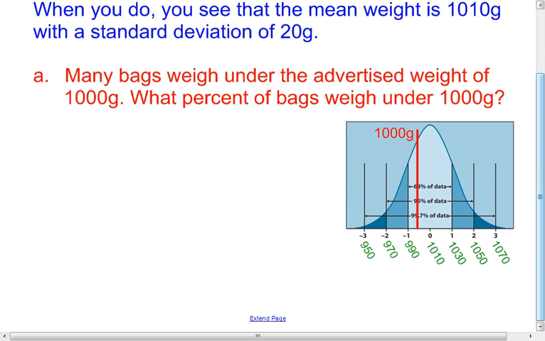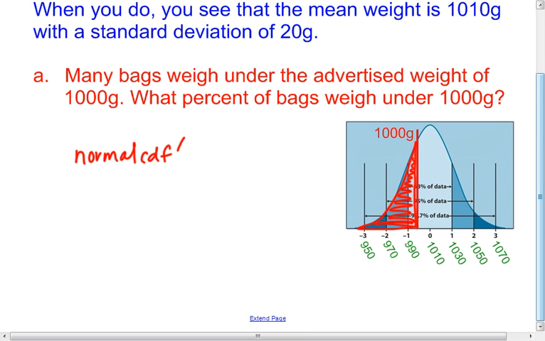And you want to figure out what are the chances that if you pick a bag at random, it doesn't weigh 1,000 grams. So again, what you want to do is figure out what percent of the data falls between here and here, basically. Now this 1,000 grams in this case is a raw score. It's not a z-score. I know that when I want to find percentiles, I'm going to use normal CDF. That's what's going to give me percentiles.